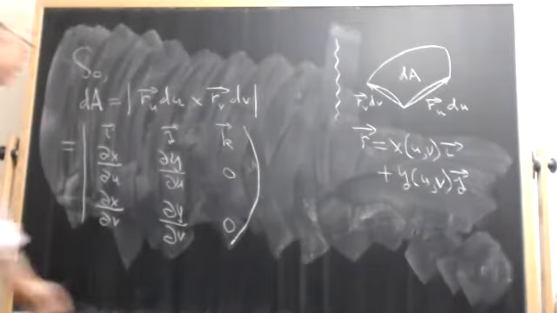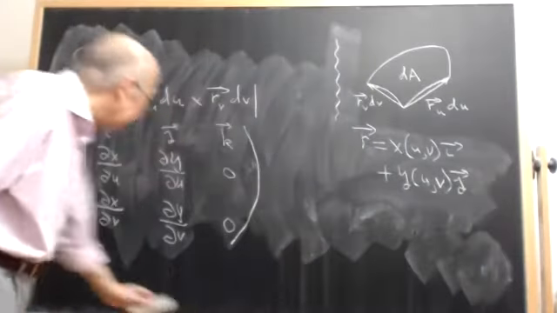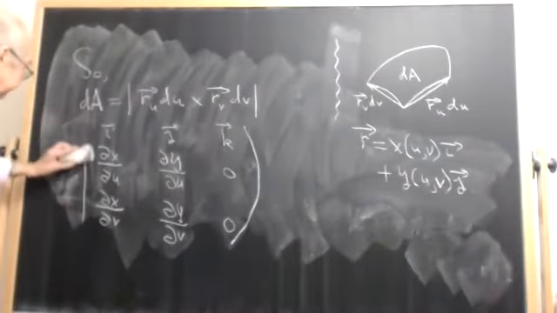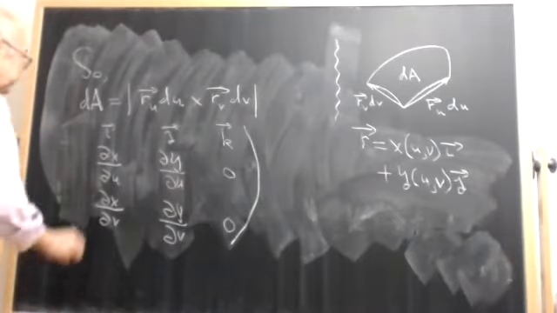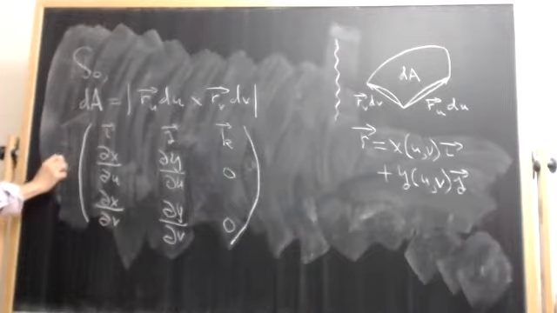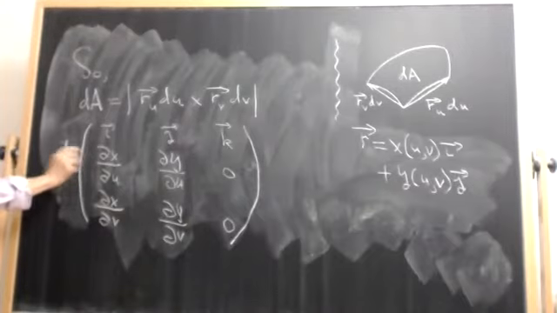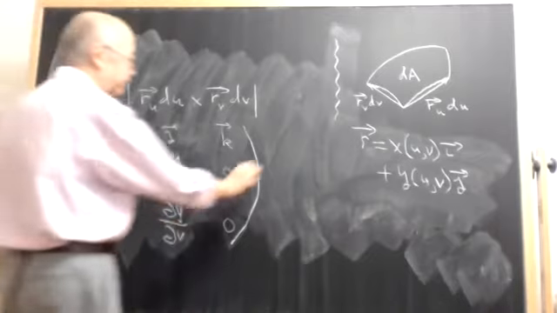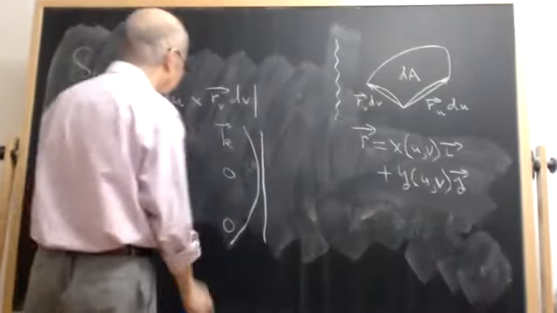But in calculating the cross product, we use a determinant. And then you are going to take the length, right?